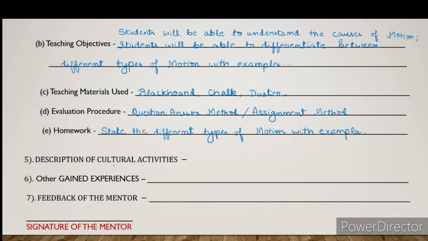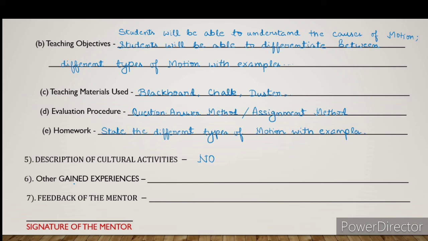Description of the cultural activities. This statement tells us whether any activities were going on in the school during that time, suppose Independence Day celebration or Gandhi Jayanti celebration. At that time there were no activities going on, so I have written no.